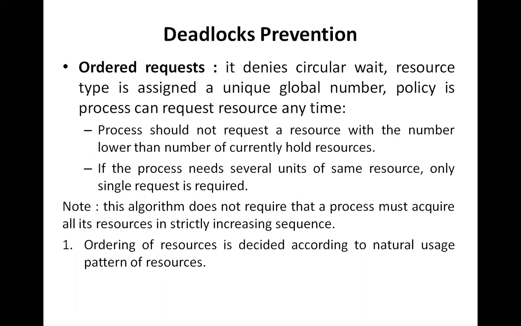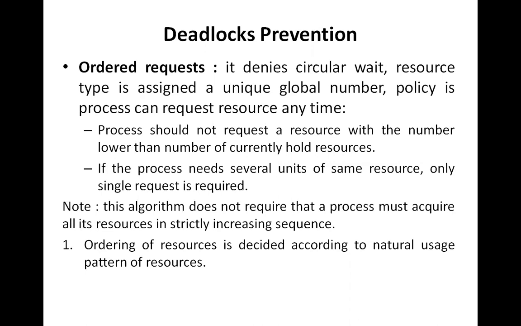Now the second method is the ordered request method. This method is going to deny the circular wait. In this method, each resource type is assigned a unique global number to impose a total ordering of all the resources. Every resource is numbered with a unique global number. That number is called the unique global number.